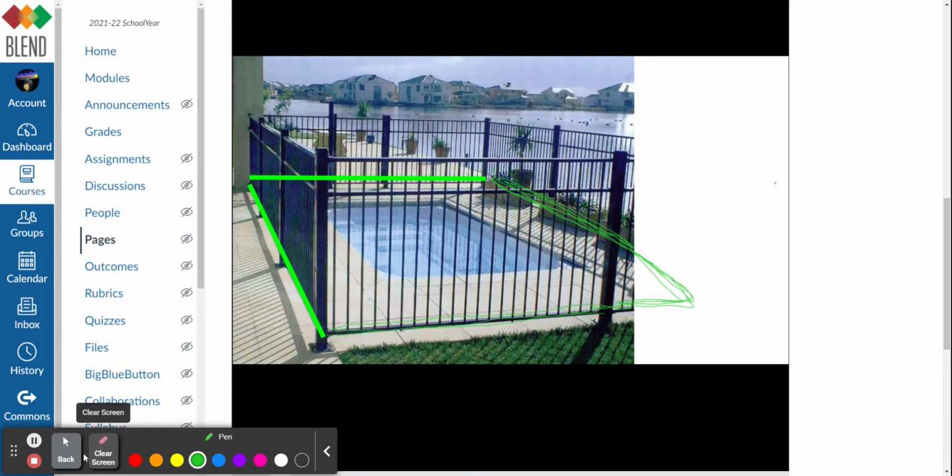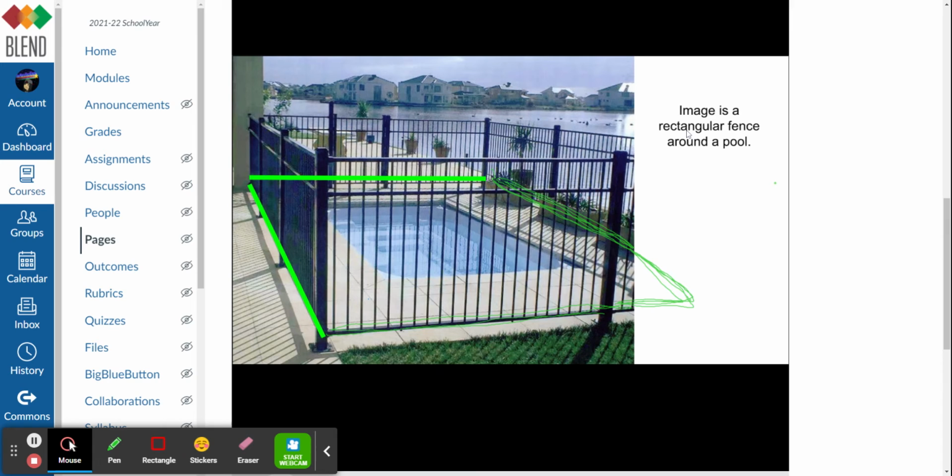Okay, so let's see what they say. Image is a rectangular fence around a pool. Thank you. The perimeter of the fence is 56 feet. So all the way around is 56 feet of fencing. The length of the pool is 16 feet. All right. So basically, we're going to pick one side, and the opposite side, and that side will be 16 feet. What is the width of the fence?